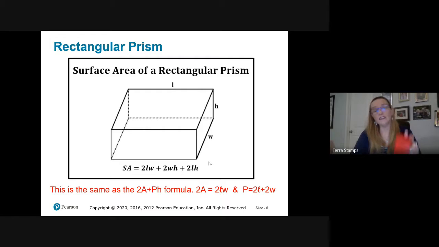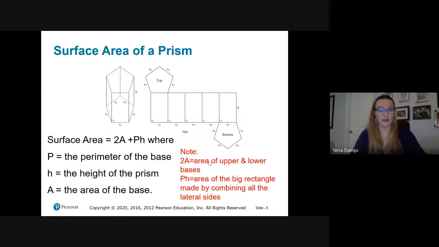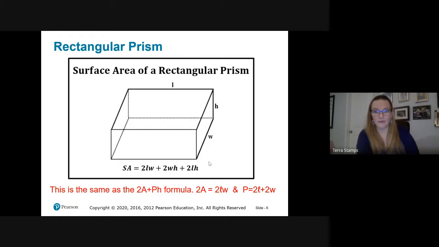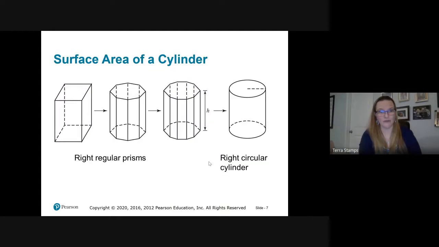So this is really just the same formula as 2A plus Ph. Remember from the prism over here, we had 2A plus Ph. You could use that here as well, because the 2A is the 2LW, and P is 2L plus 2W. I just wanted to show you that if you see this formula for a prism, really this is the same thing as 2A plus Ph.